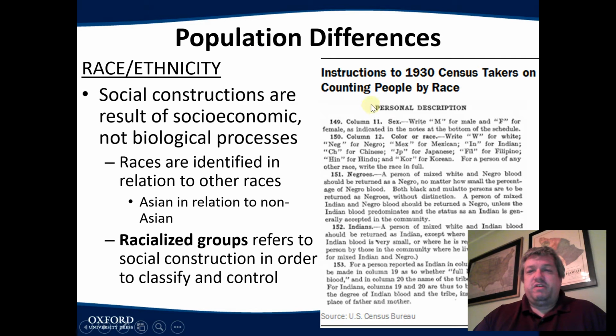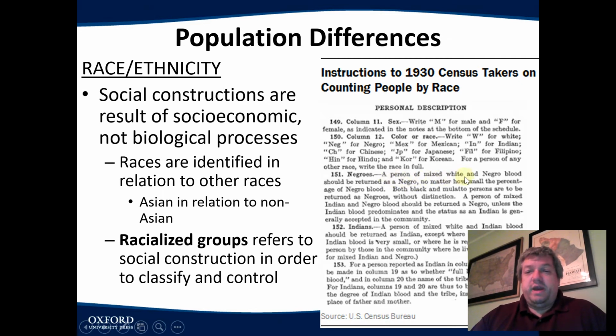This is an actual print off from the 1930 census, right? Every 10 years, the government goes around and counts how many people are living here. And they ask some questions like, what's your nationality? These were instructions on how to classify people by race. So the first part is here for color or race, right? W for white, N for Negro, M for Mexican, IN for Indian, right? Chinese, Hindu, Korean. So we don't even use those terms anymore. And that's one thing that's changed. But look at this. Negroes.